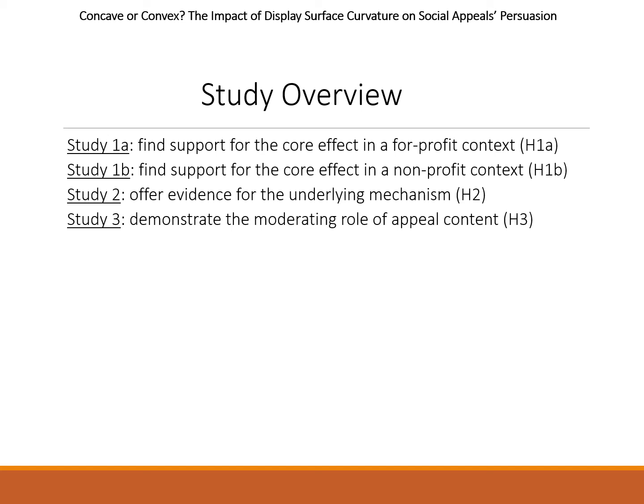And study 2 provides direct process evidence that a concave versus convex surface enhances perceptions of self-other overlap, which in turn leads to heightened persuasion of social appeals. And then study 3 demonstrates the moderating role of appeal content by showing that when persuasive materials contain personal appeals, a convex versus concave surface is more effective for persuasion.